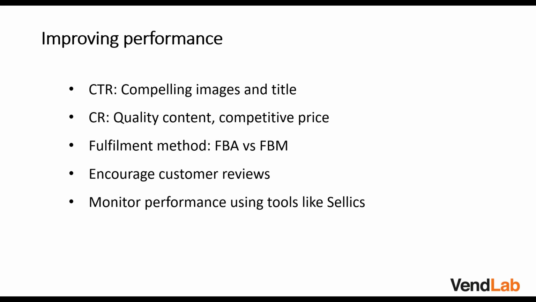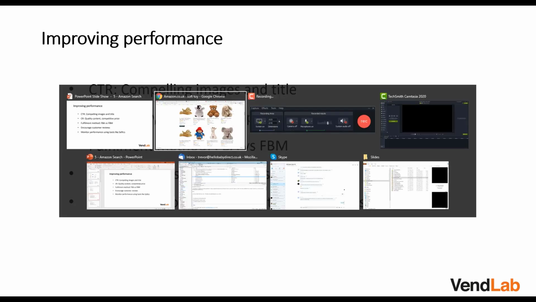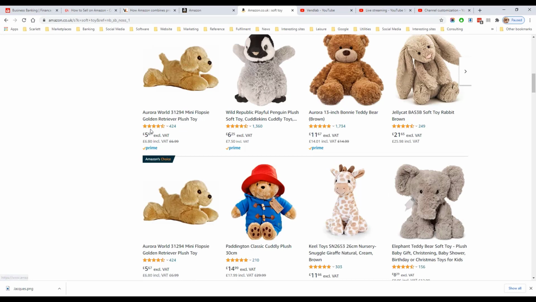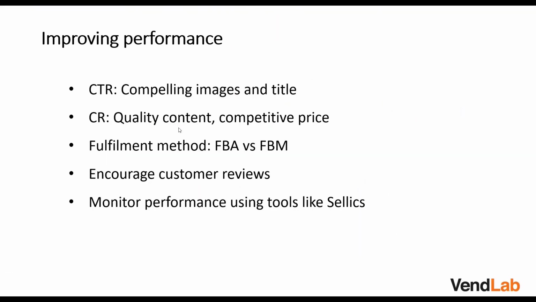Customer reviews are also very important. They appear on the search results. You can see them here, and they also appear on the product listing. And the better product reviews you have, the higher your product will appear in the search results. You can monitor your performance either manually by doing searches and perhaps recording the details in a spreadsheet, or there are tools such as Selix or Seller app which can help you with this.